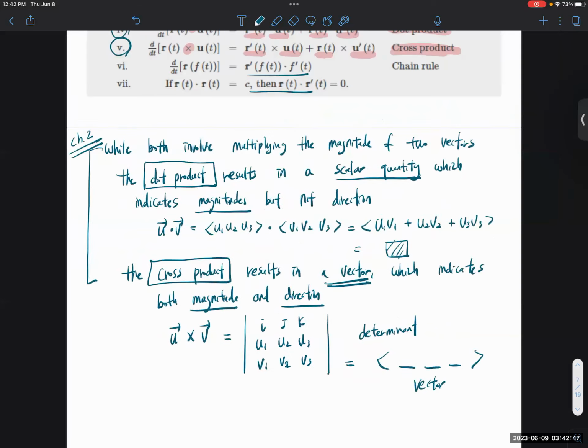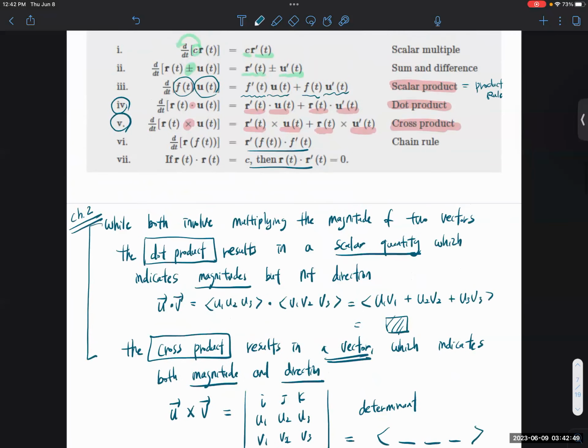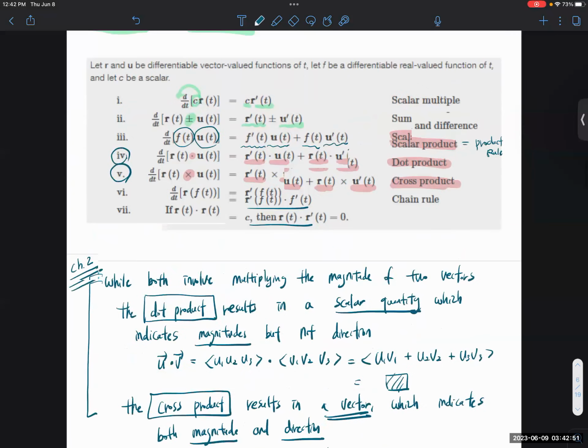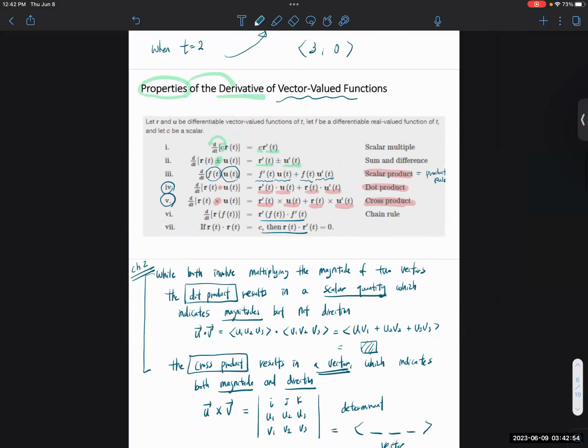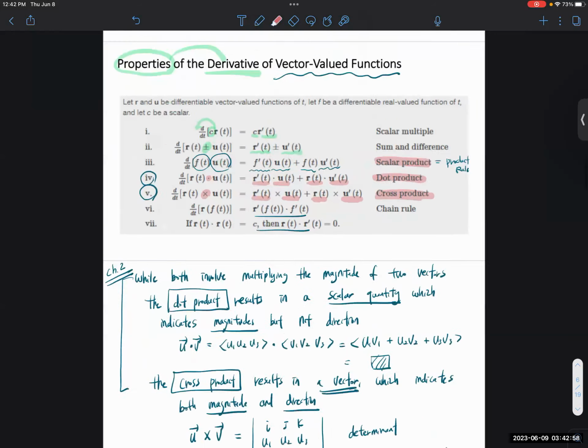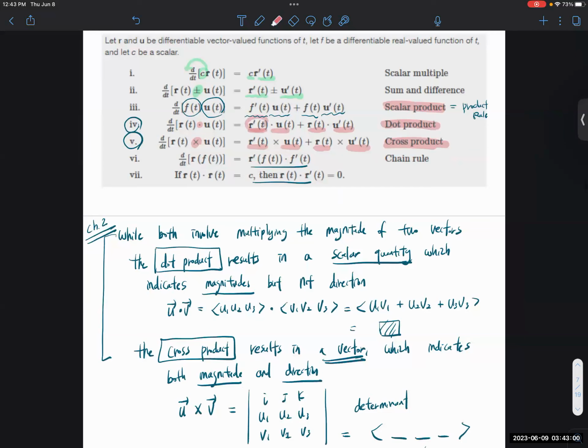But we're going to do the same thing. I'm going to take a dot product and cross product in terms of a vector-valued function. This is the rule you're going to follow. For the dot product, yes, you take the derivative of r dot u: r prime dot u plus r dot u prime. This is a dot product, so you get a scalar plus a scalar, so you get one answer.